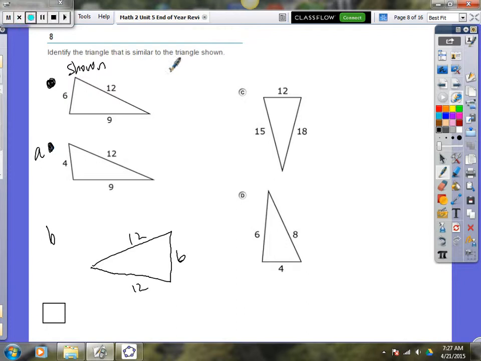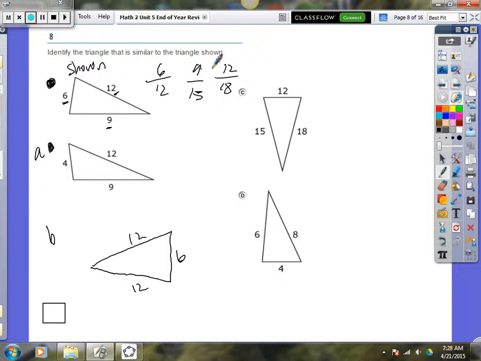The trick on this one is this is the smallest piece, this is the medium piece, and this is the large piece. So let's compare small to small, medium to medium, large to large. On 8, let's do it with C. I'm going to do 6 with 12, the smallest. Now I'm going to do the medium, 9, and the medium here is 15. Then the largest, 12 and 18.